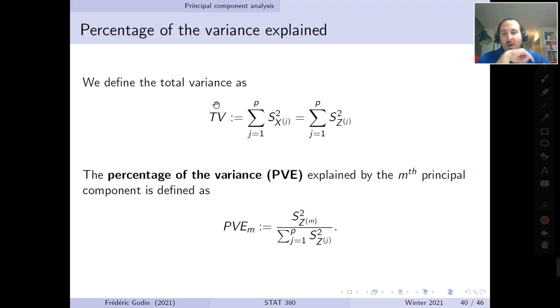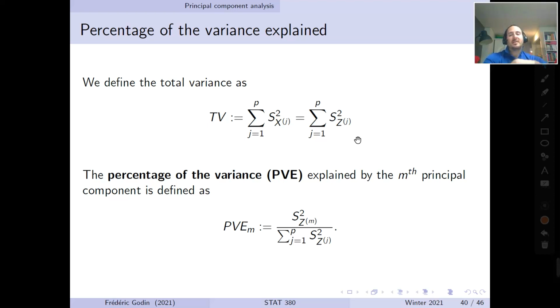We can define a quantity as the total variance within our data set. So the total variance is basically the sum across all predictors of the sample variance of each of the predictors x, which we've shown to be exactly equal to the sum across all predictors of the sample variance of the jth predictor in the new data set.